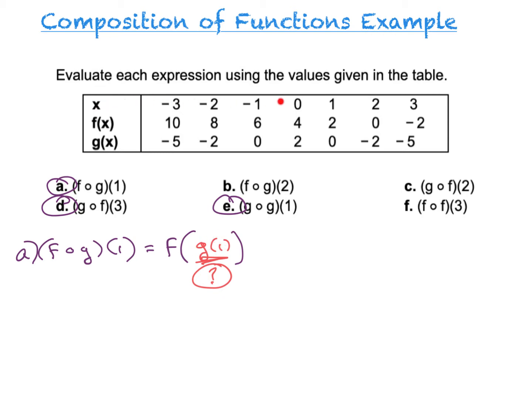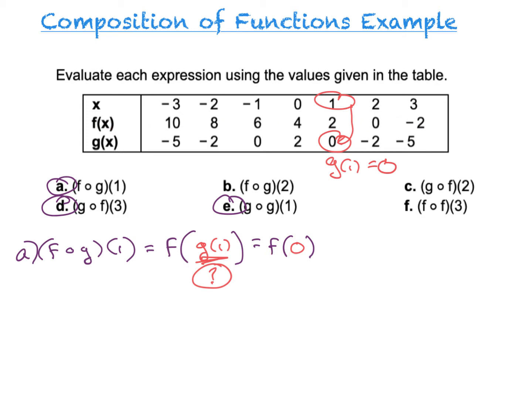So here are the x values. When x equals 1, g is 0. So g of 1 is 0. That tells us we have f of 0. Now we start over again and look at the table for the f outputs, f of 0.